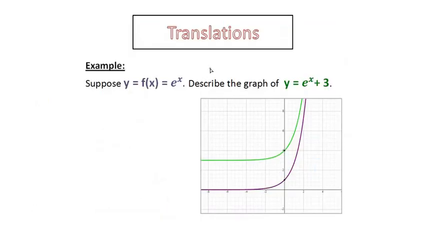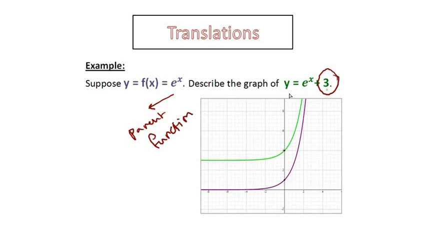Translation is when the function is shifted up or down, a vertical shift, right or left, a horizontal shift. Suppose y equals f of x equals e to the power of x. This is the parent function before the transformations. Describe the graph of y equals e to the power of x plus 3.